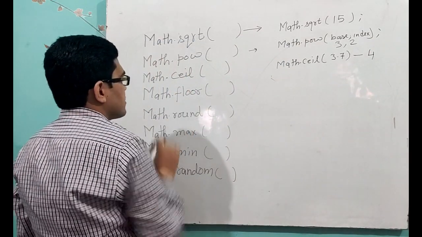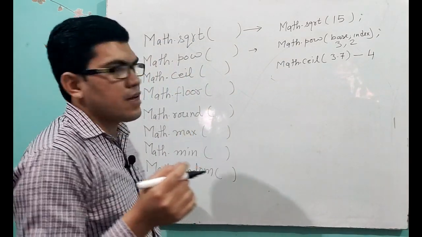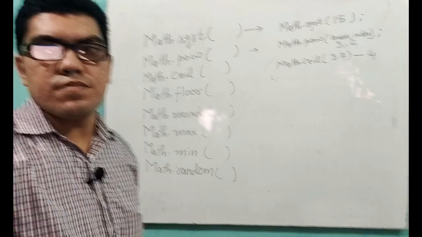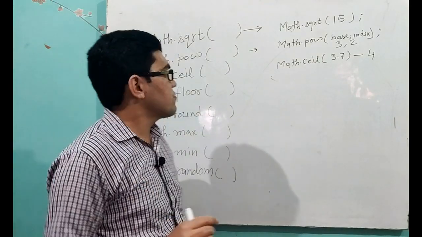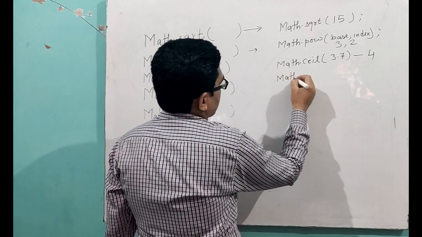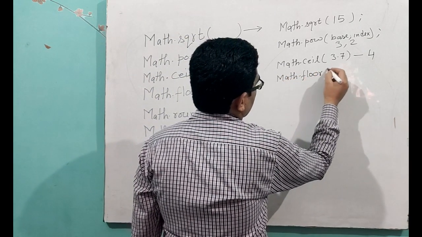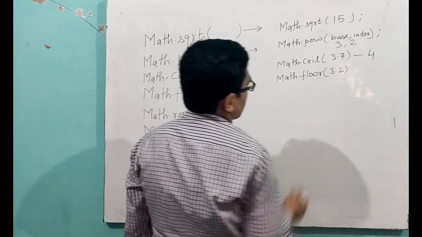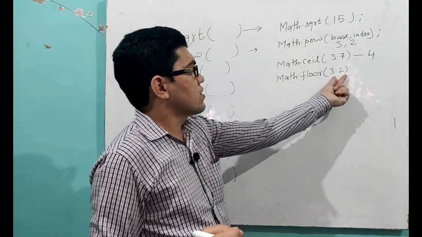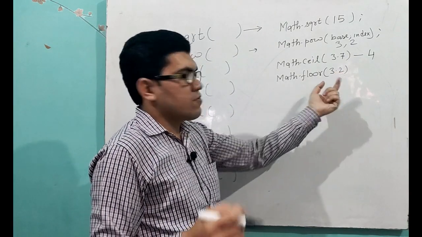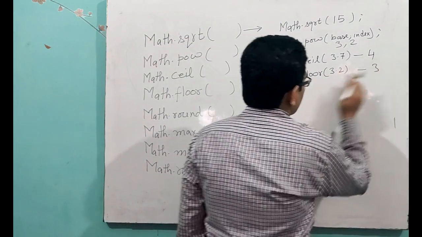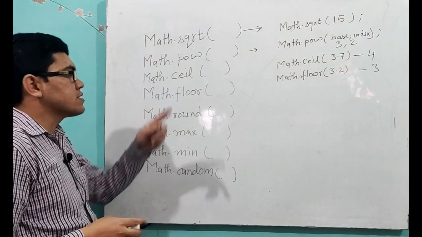And the floor function will return the largest integer which is less than or equal to the argument. It means Math.floor(3.2): the number which is an integer and less than or equal to the argument is 3. So this will return you 3 in this case.